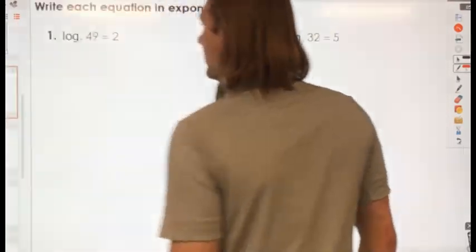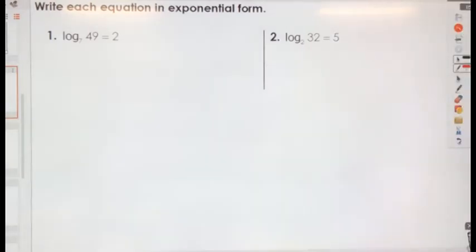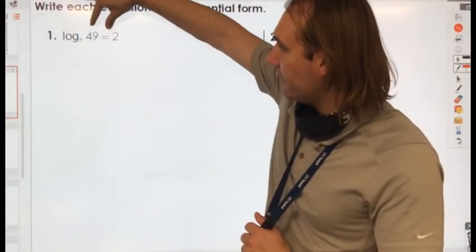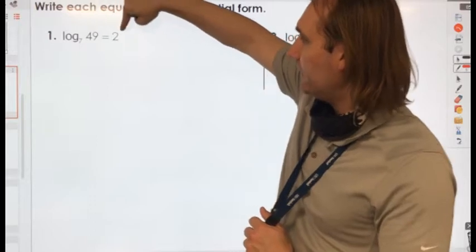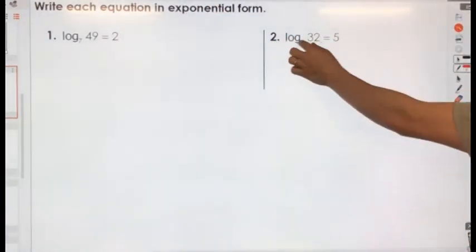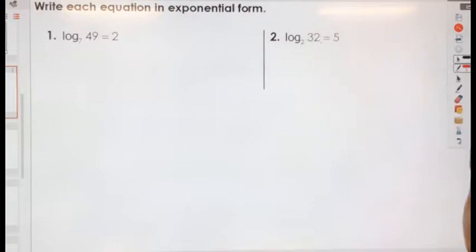So as I see here, let's look at a couple examples. Log base 7 of 49 equals 2. Looking at this here, it makes sense. How many 7s do I multiply to get 49? 7 times 7, 2. And this one, log base 2 of 32 equals 5. How many 2s do I multiply to get 32? Well, we've kind of already seen it. 5 2s gives us 32. But my goal here is to convert this into an exponential form.